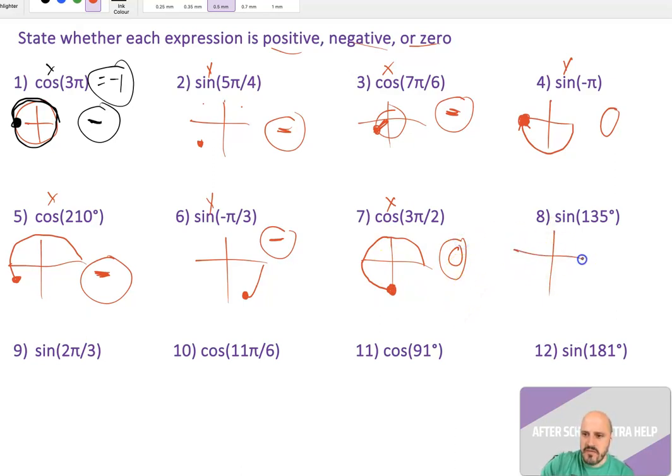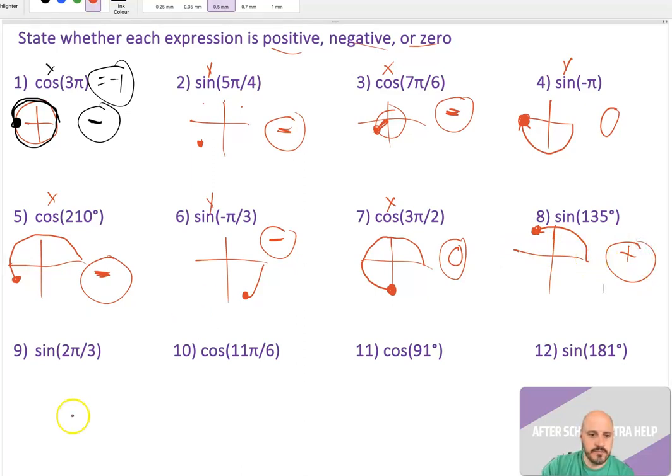Sine, 135. And hopefully, as you do these, you do get faster. But at first, always take your time and work slowly. And eventually, practice makes perfect, and you'll get faster. All right, 135, about here. All right, I'm going, what's my y value? Well, I'm above the x-axis, so my y value is positive.